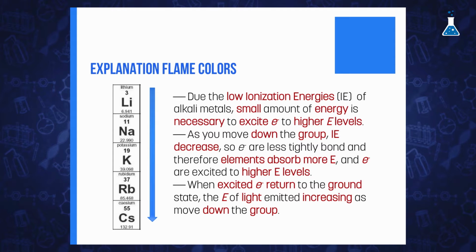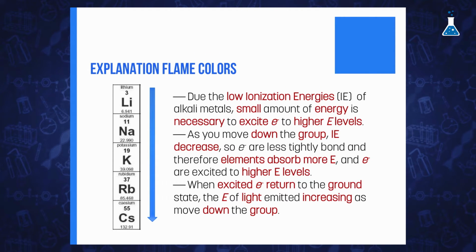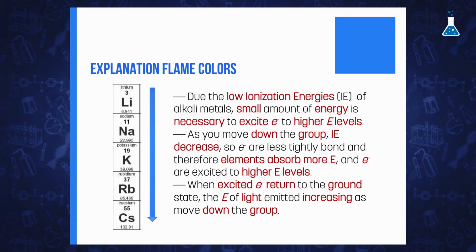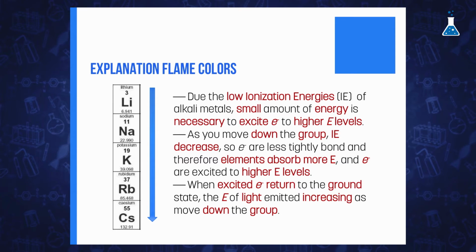So we have seen how, from these solid salts of the alkali metals, we are able to observe in the flame some beautiful colors characteristic of each alkali metal. As we move down in the group, the ionization energy decreases and the outermost electron in each succeeding element absorbs more and more energy and goes to a higher energy level. When the excited electron returns to the ground state, the amount of energy and the frequency of the light emitted go on increasing as we move down in the group. That's exactly what we have seen in this experiment. The color of the flame shows a regular shift from the red to the violet region in the visible spectrum.